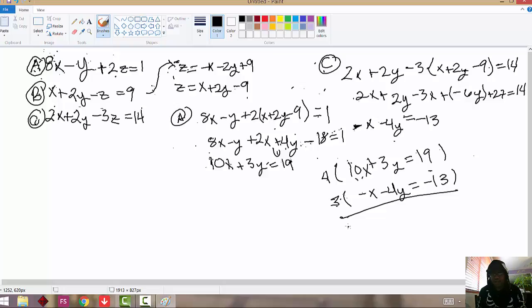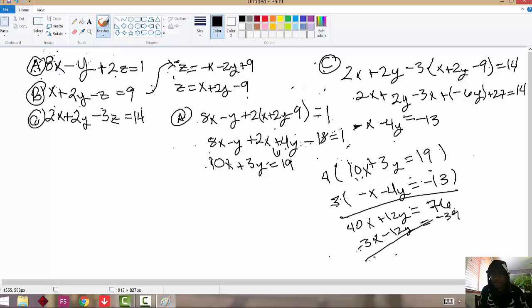So the equation is going to be 40x at the top plus 12y equals, and 4 times 19 is, I do believe, 76. So 76, and then we have negative 3x, and then 3 times negative 4 is minus 12y equals negative 39.